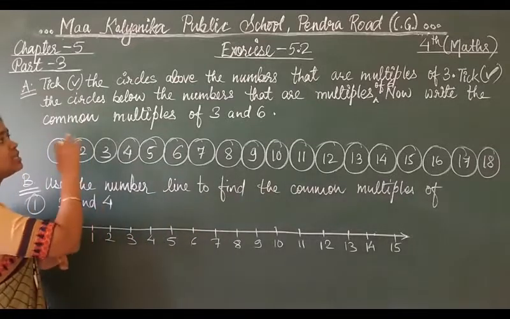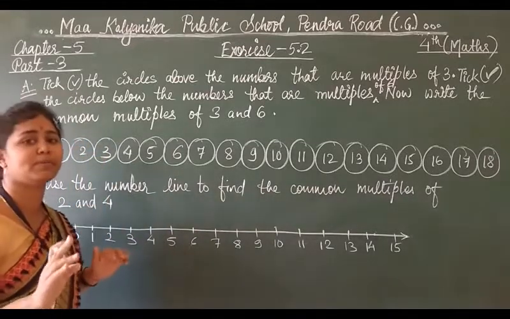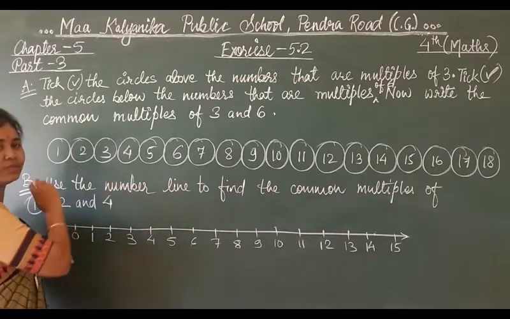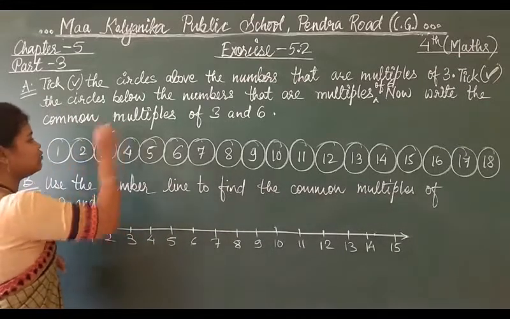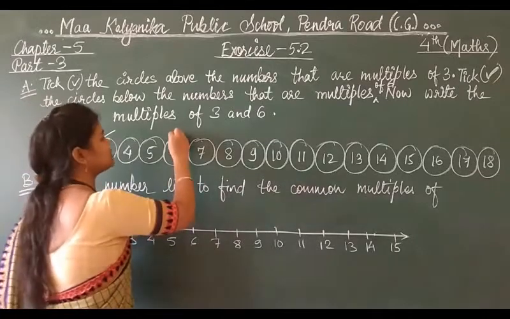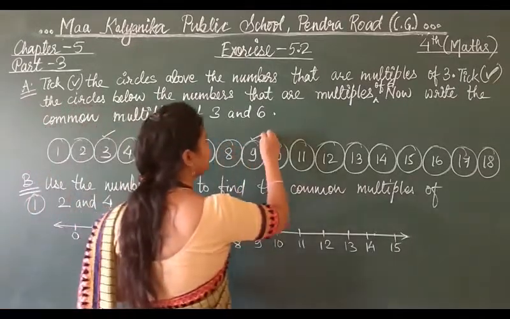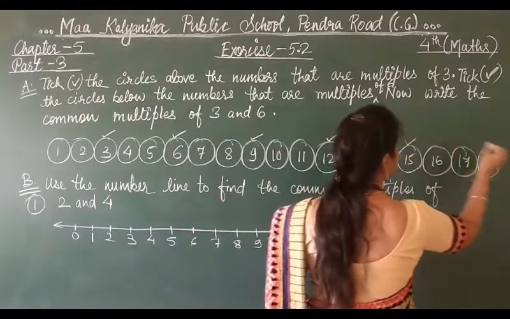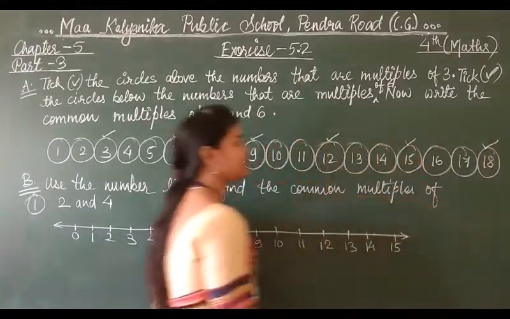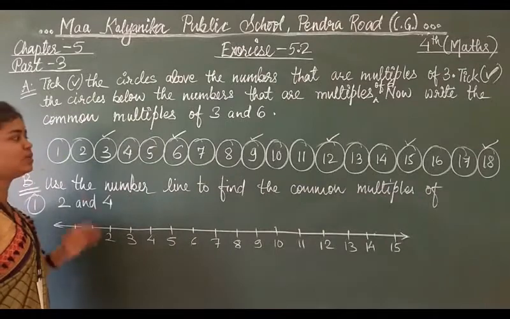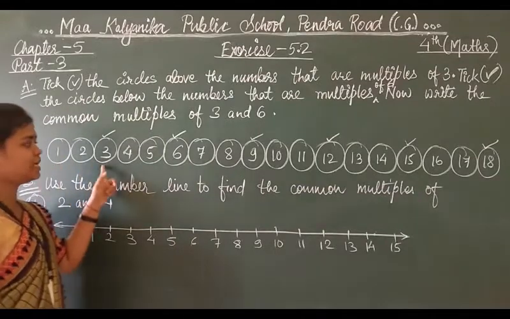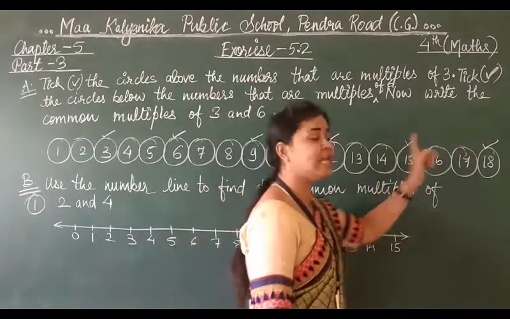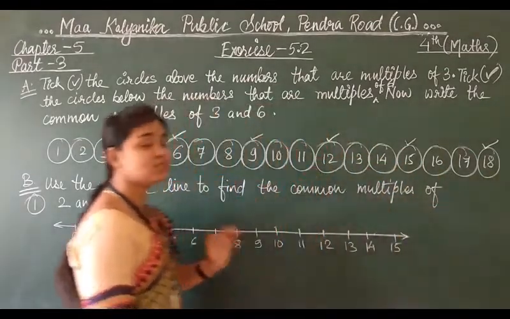So see students, the circles above the number that are multiples of 3. So what are the multiples of 3? Starting 1, 2 is not a multiple of 3. 3 1s are 3, 3 2s are 6, 3 3s are 9, 3 4s are 12, 3 5s are 15 and 3 6s are 18. So what are the multiples of 3 which are given here? 3, 6, 9, 12, 15 and 18. These are the multiples of 3.